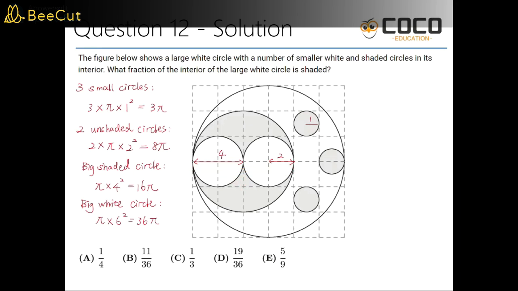Right. So now let's find the total area of the shaded region. So we have the 3 small circles, that's 3 pi. For this shaded circle, the area is 16 pi. But we need to take away the 2 unshaded circles. So the total is 8 pi. We find out that the shaded region in total is 11 pi. And for the big white circle, the area is 36 pi. So we have 11 pi over 36 pi equals 11 over 36. It's option B.